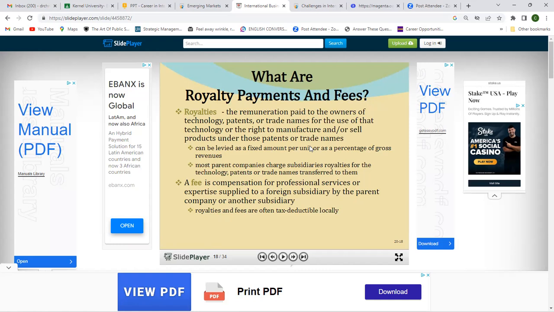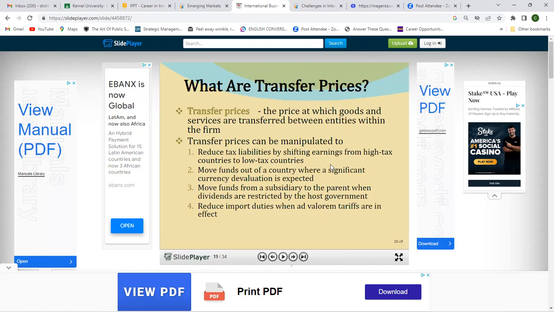Most parent companies charge subsidiaries royalties for technology, patents, and trade names transferred to them. A fee is compensation for professional services or expertise supplied to a subsidiary by a parent company or another subsidiary. Royalties and fees are often tax-deductible.